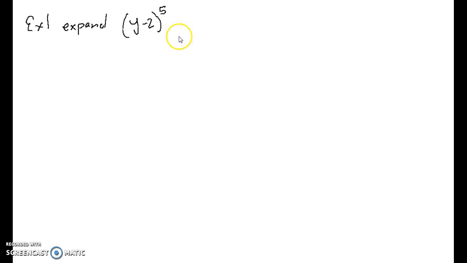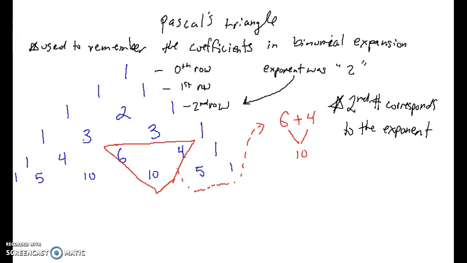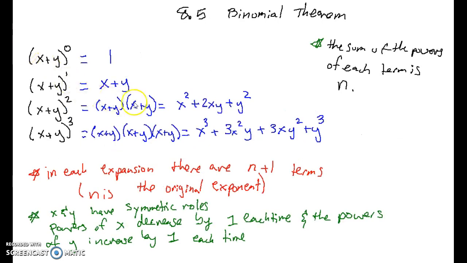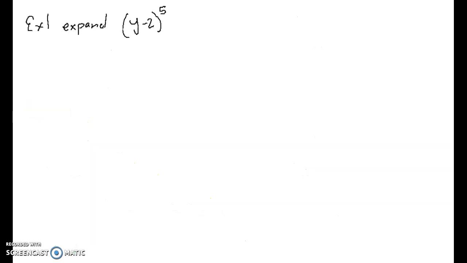But I don't want to do that. So I'm going to use Pascal's triangle. I'm going to use these coefficients, so notice 1, 5, 10, 10, 5, 1, because my highest power was a 5. And I'm also going to use what's happening in each expansion: there are n plus 1 terms, so I know there should be 6. And as my a's decrease by 1, my b's are going to increase by 1.